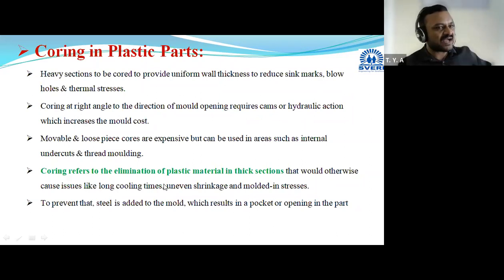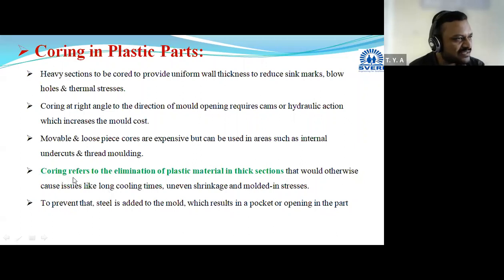I will show you the diagram. Coring at right angles to the direction of the mold opening requires some cam and hydraulic action, which increases the mold cost. Means how to operate that coring, how to provide that coring. Then whichever movable or loose pieces of cores are there, it will take some cost. Okay. Then what is the meaning of coring?